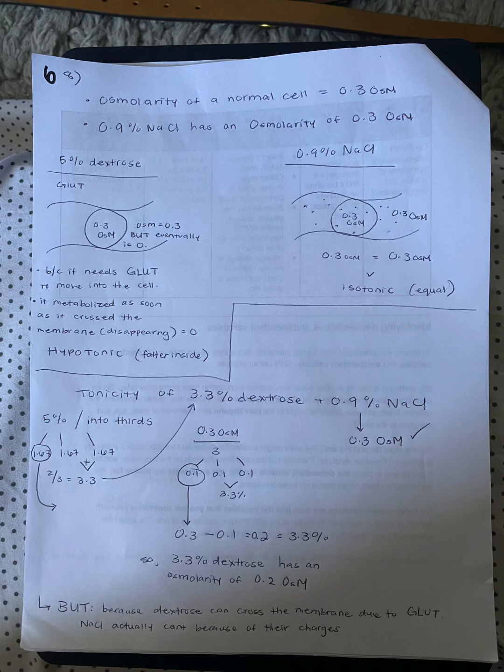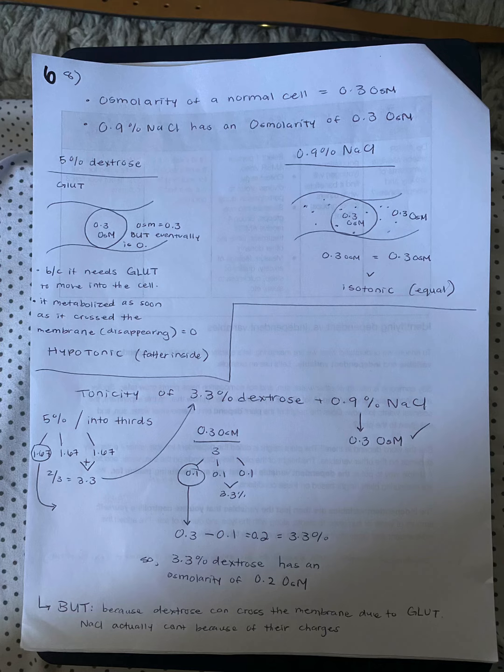Now, moving on. When talking about 0.9% NaCl, it's actually isotonic, because a cell's normal osmolarity within is 0.3, and 0.3 just so happens to be the osmolarity of 0.9% NaCl. So because they're equal to one another inside and out, they have reached equilibrium, which means that this whole situation is isotonic, or equal.